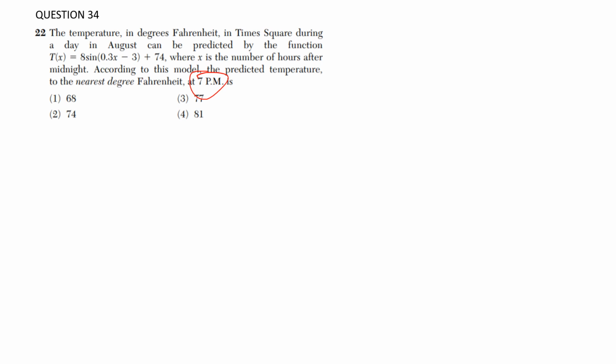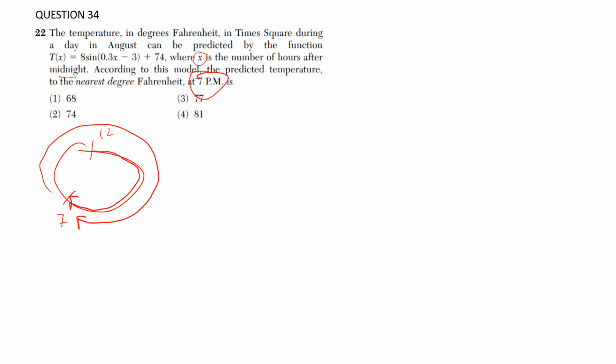7 p.m., where x is the number of hours after midnight. At midnight, if we go 7 hours, that's only 7 a.m. We have to go another 12 hours to get to 7 p.m., right? So that's 7 plus 12 equals 19 hours. So we know x is going to be 19. Now this is very simple. All you have to do now is plug this into your calculator, this T of x here.